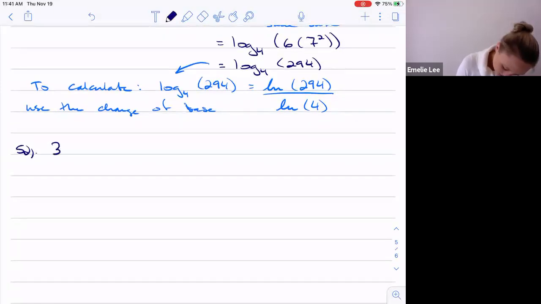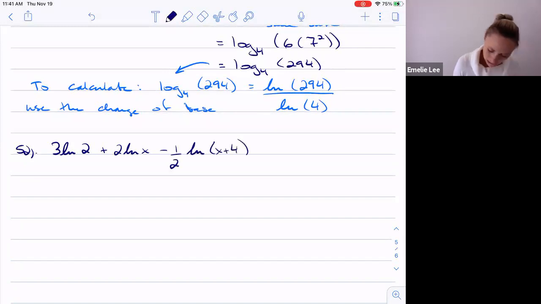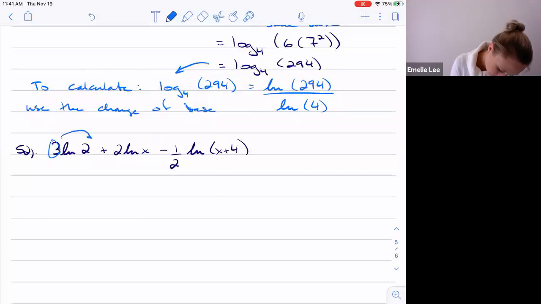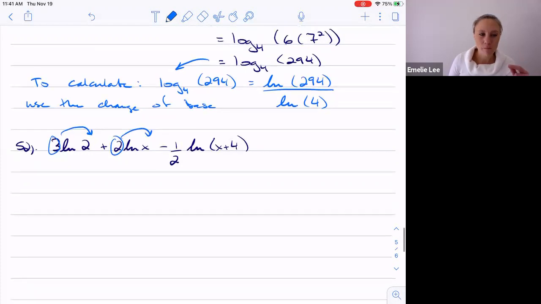We have 3 times the ln of 2 plus 2 times the ln of x minus 1/2 times the ln of x plus 4. Okay. Seeing a couple of things. First off, I have the ln of all the same bases, so that's a good thing, right? I also have some powers that I can bring upstairs. In fact, that's the first thing that I'm going to do. I'm going to bring this upstairs. I've got a couple of options, okay?